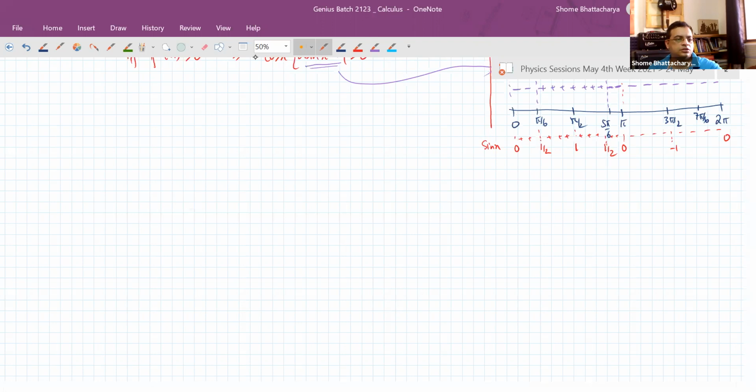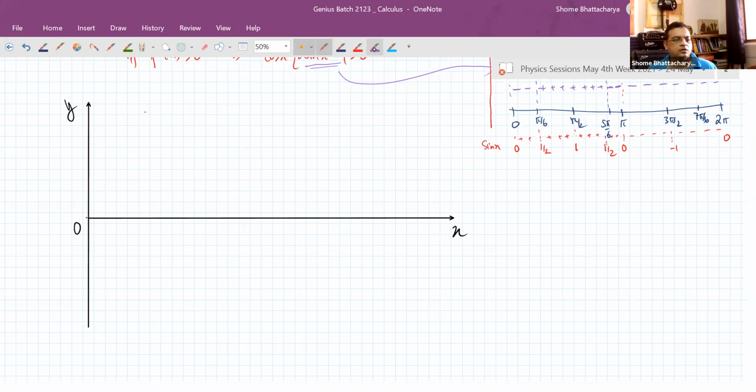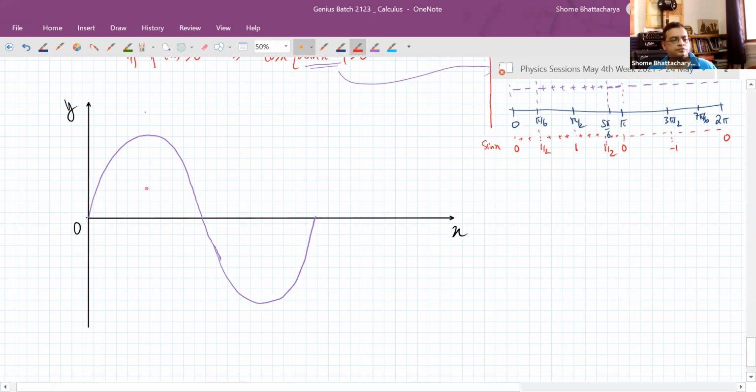How does the graph of sin x look? It looks like a typical wave which increases from 0 to 1 in the first quarter cycle, at pi by 2, then decreases back to 0 in the next quarter cycle, that is pi by 2 to pi, then decreases to minus 1 in the next quarter cycle, and so on and so forth. So if we are just looking between 0 and 2 pi, the graph of sin x is something like this. This point is pi by 2, this point is pi, this point is 3 pi by 2, this point is 2 pi.